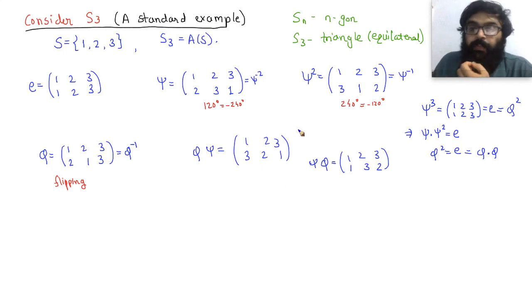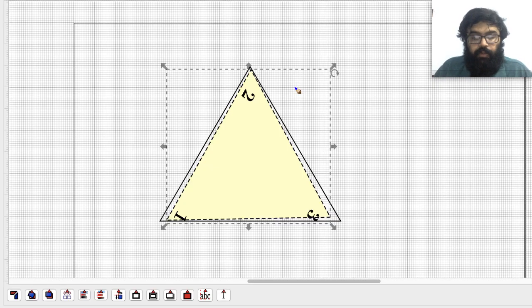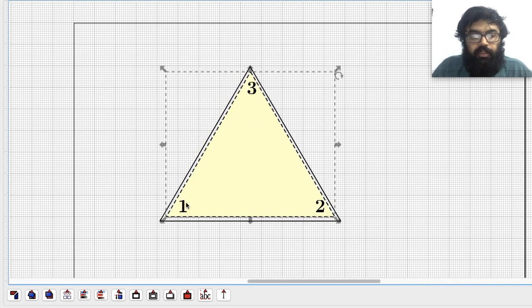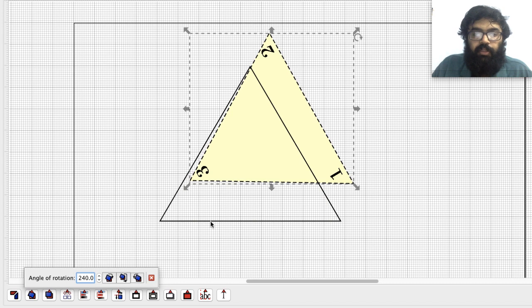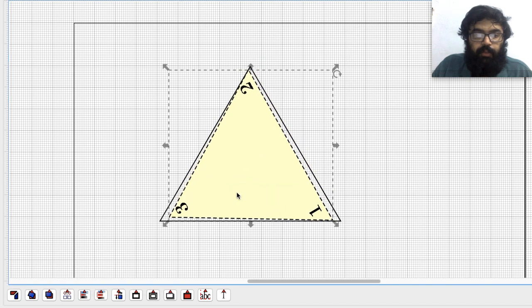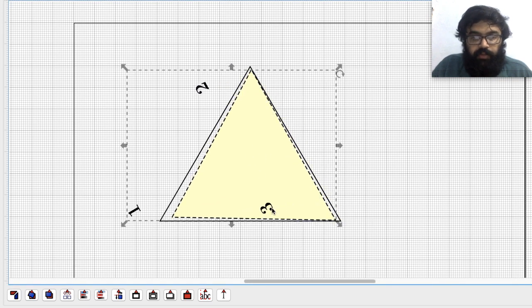And what else? Here I have rotated by 120 degrees. Somebody would like to consider psi square and phi, so rotate by 240 degrees and then flip. Let us try that. Let me bring back to the original position, 1, 2, 3. We rotate by 240 degrees. I bring back to this frame, and now let me flip. Okay, so I have 1, 3, 2.